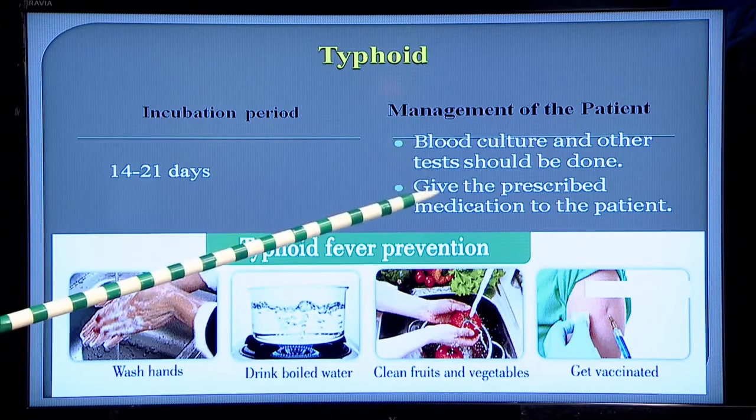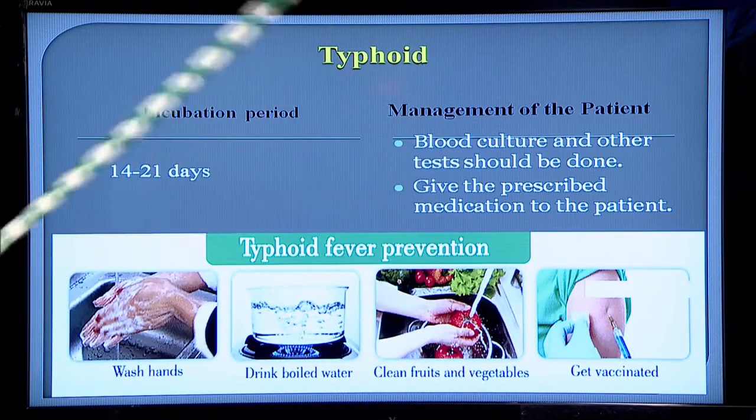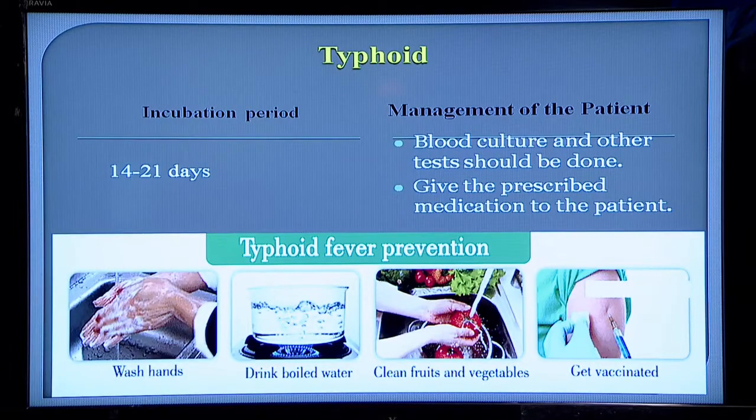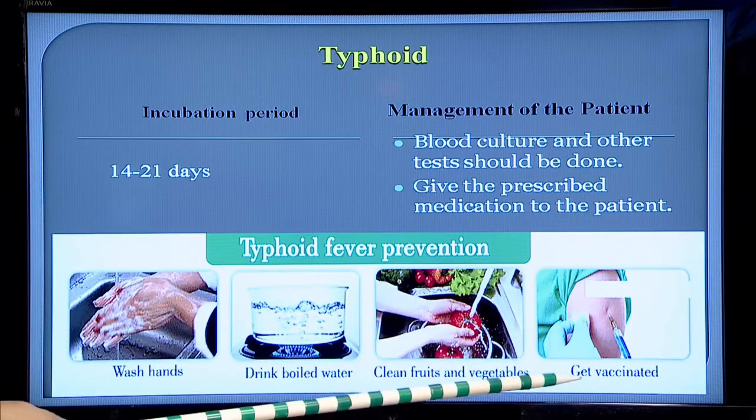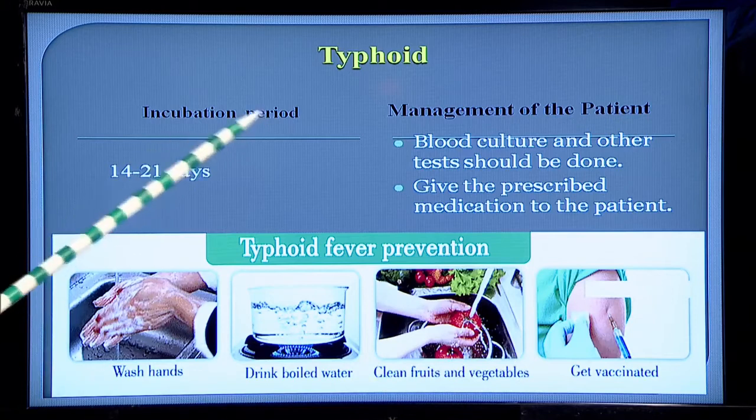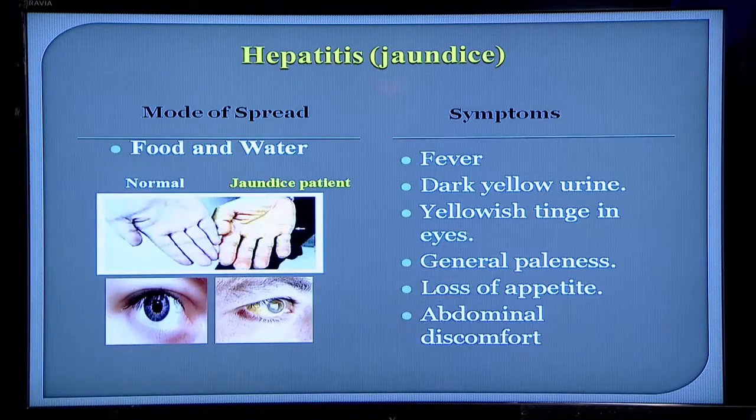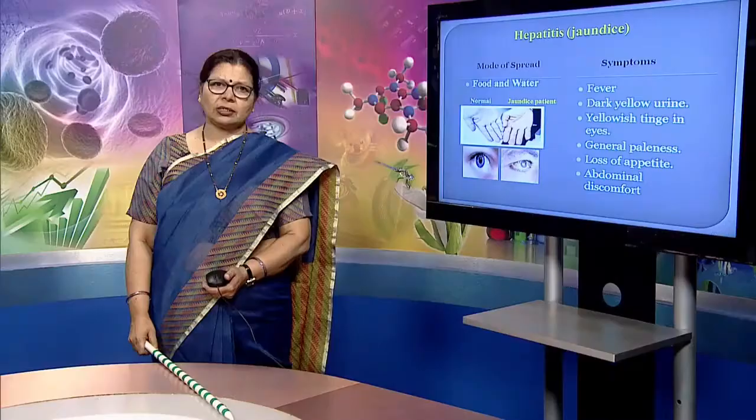You need some kind of medical support here. The blood culture may need to be tested to see whether it is typhoid or not, and you need the medication also. But at home, what you can do is regularly wash the hands with soap and water, drink boiled water, clean fruits and vegetables under running water very carefully, and get vaccinated in time. The incubation period for typhoid is 14 to 21 days.